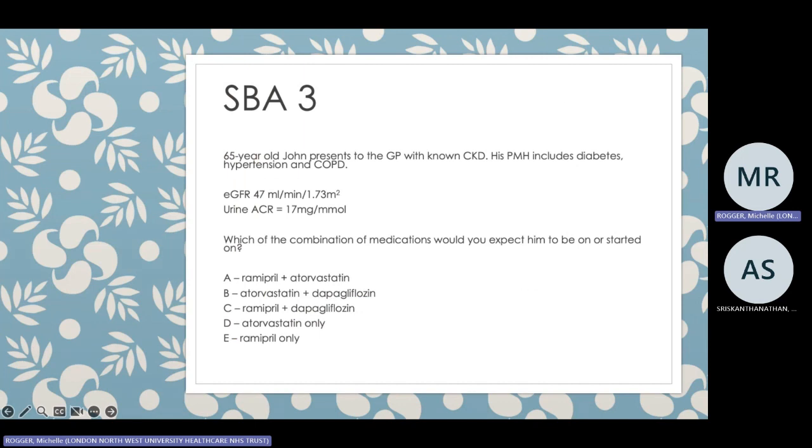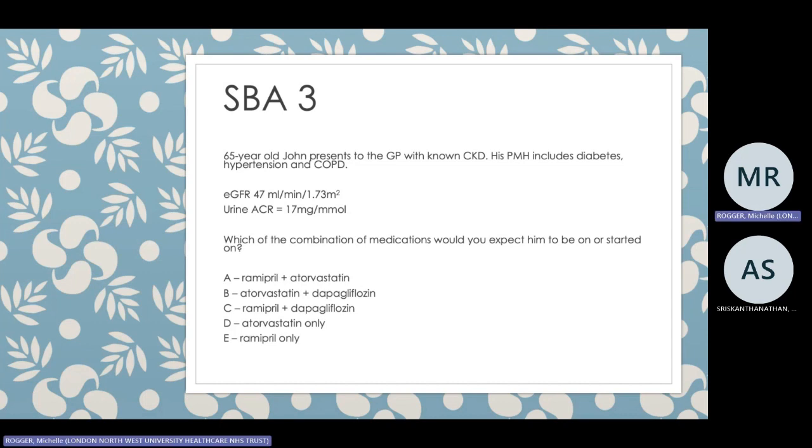Okay, question 3. 65-year-old John presents to the GP with known CKD. His past medical history includes diabetes, hypertension, and COPD. His eGFR is 47 and his urine albumin creatinine ratio is 17. Which combination of medications would you expect him to be on or started on? I think ramipril and atorvastatin, atorvastatin and dapagliflozin, ramipril and dapagliflozin, atorvastatin only, and ramipril only. Out of these ones, which is the correct answer?